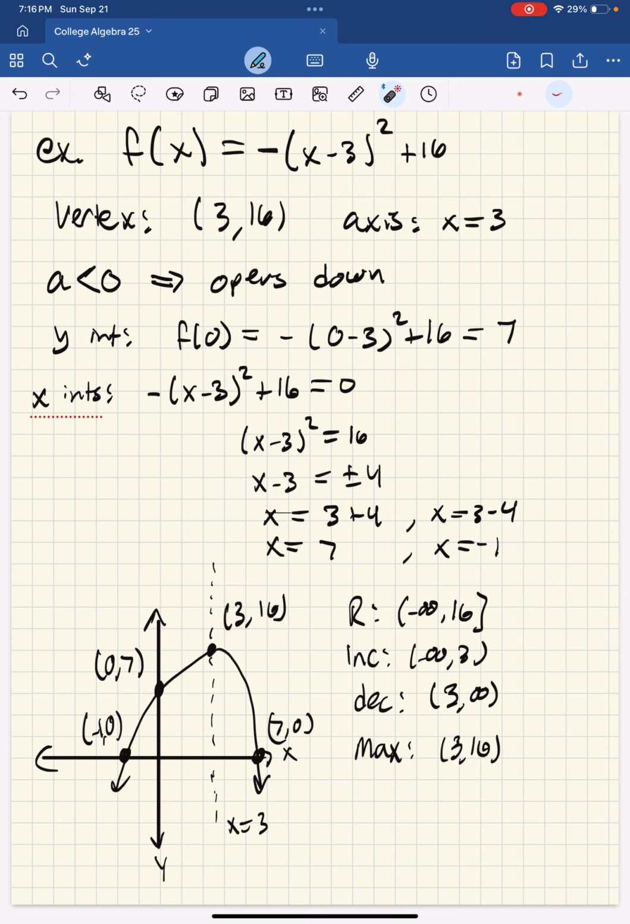Remember that increasing and decreasing are written in terms of the x-axis. So decreasing from 3 to infinity. And we would say that the function has a maximum at 3, 16. Remember, a maximum is a turning point where the immediate adjacent points are lower than the turning point. So it is a hill. It's the top of the hill.